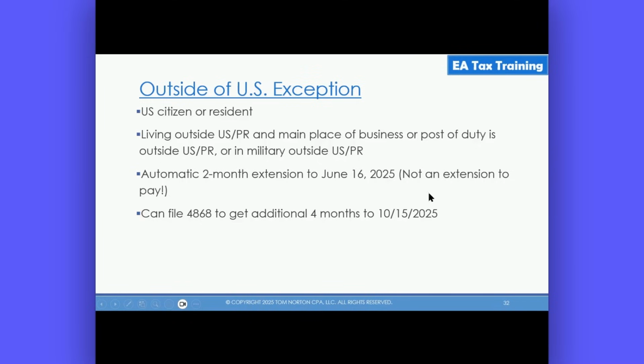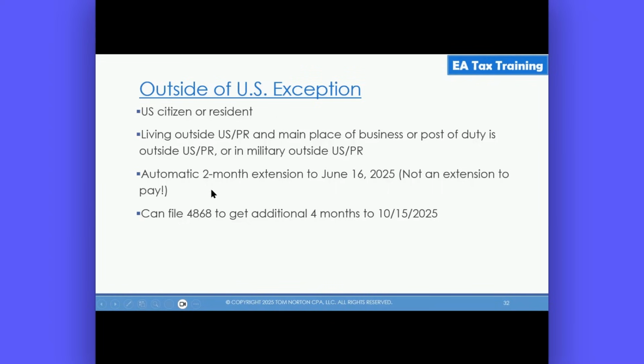But again, it is not an extension to pay. So if you are going to owe, you still need to pay by April 15th. What you might do if you're going to owe, and what we usually do for clients in this situation, is we just go ahead and file a 4868 on April 15th for this client. So even though it's not technically due until June 15th, you can file that extension anytime before June 15th. So we would just file the 4868 on April 15th and go ahead and send in the estimate of the amount due at that time.